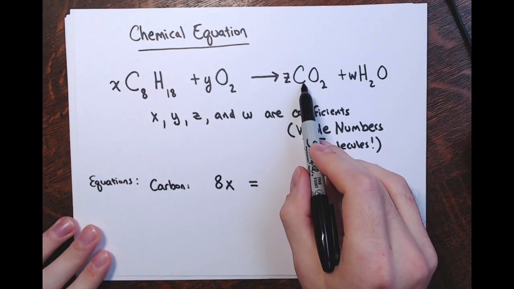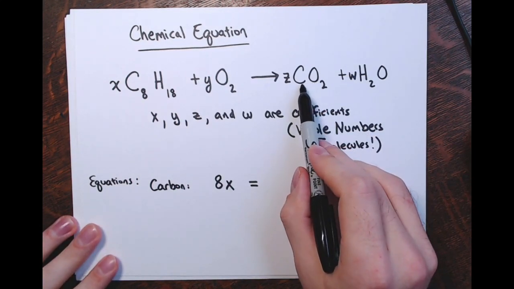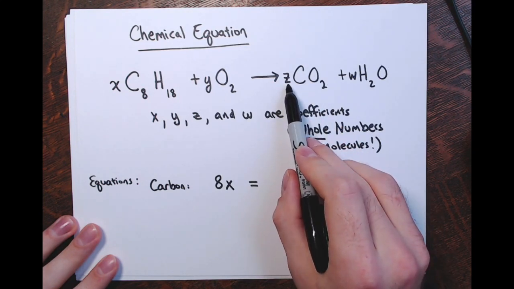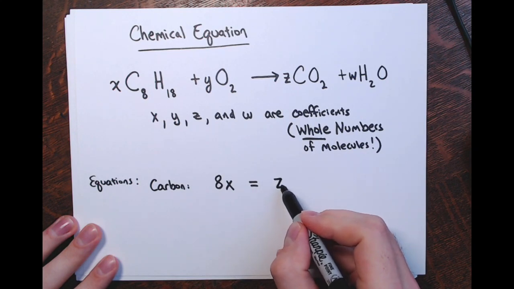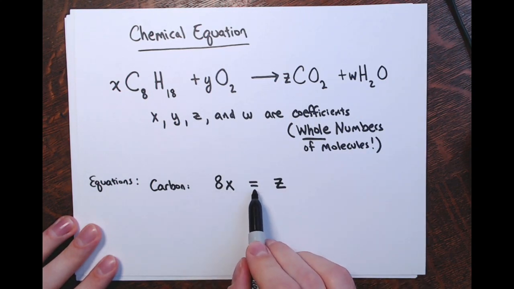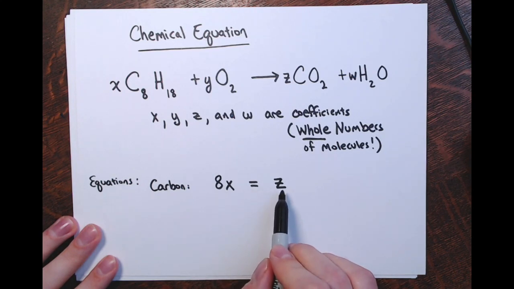And carbon only shows up in carbon dioxide here. Now, there's 1 carbon atom in every molecule, and there are Z molecules, so 1 times Z, or just Z. So the number of carbon atoms on the left, 8 times X, should be equal to the number of carbon atoms on the right, which is Z.